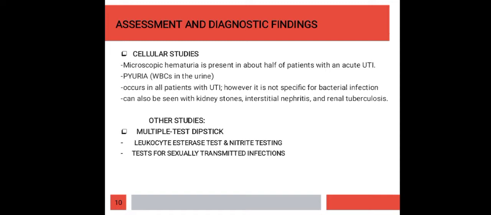Pyuria occurs in all patients with UTI. However, it is not specific for bacterial infection. It can also be seen with kidney stones, interstitial nephritis, and renal tuberculosis.